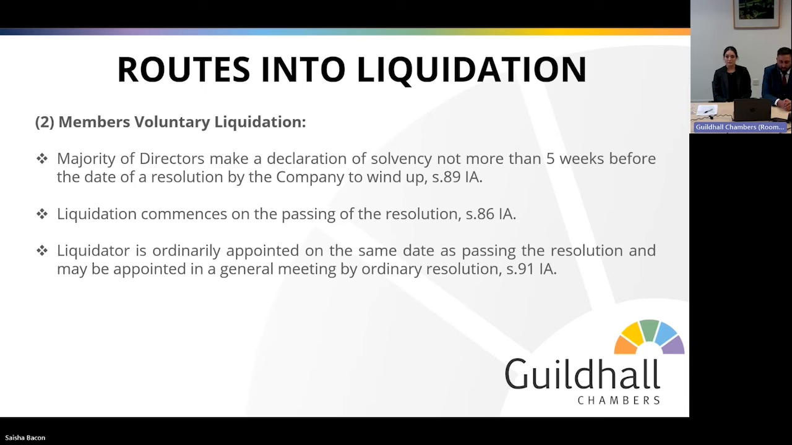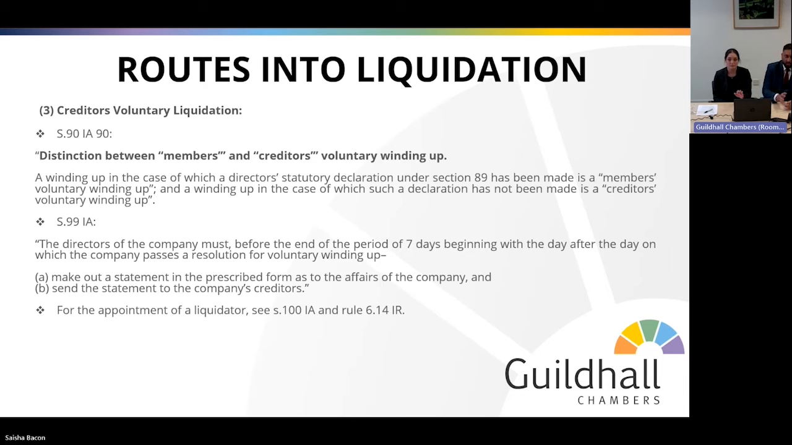And the way it normally works is that the liquidator is appointed on the same date as passing the resolution, and of course may be appointed in a general meeting by an ordinary resolution. We can contrast that with a creditors' voluntary liquidation, and the key difference here is that there is no statement of solvency. So they haven't made that declaration. So those are the types of liquidation.